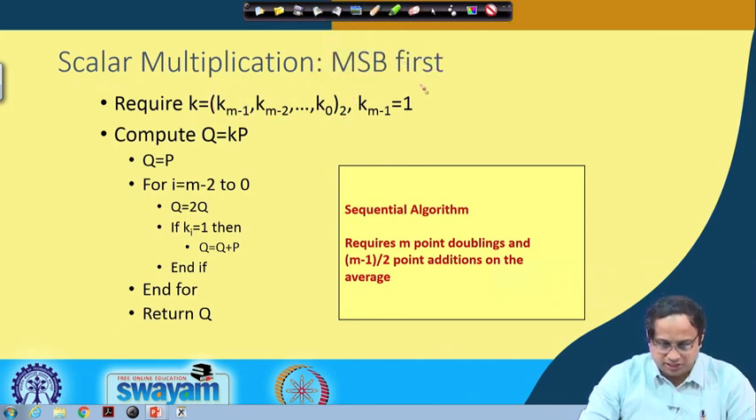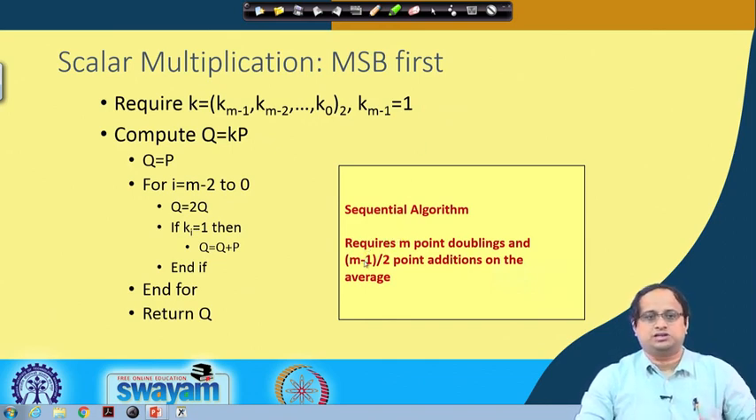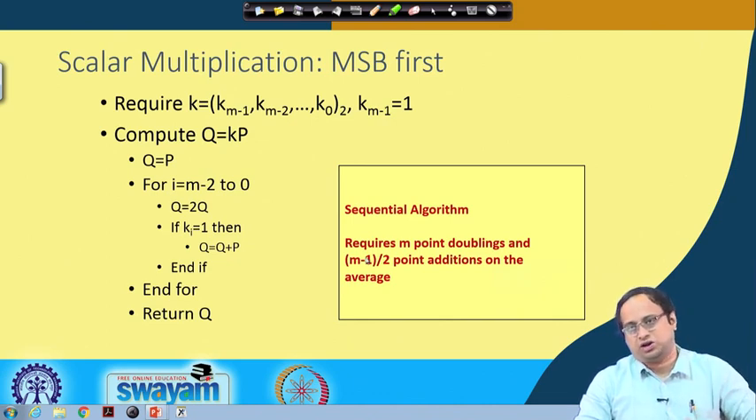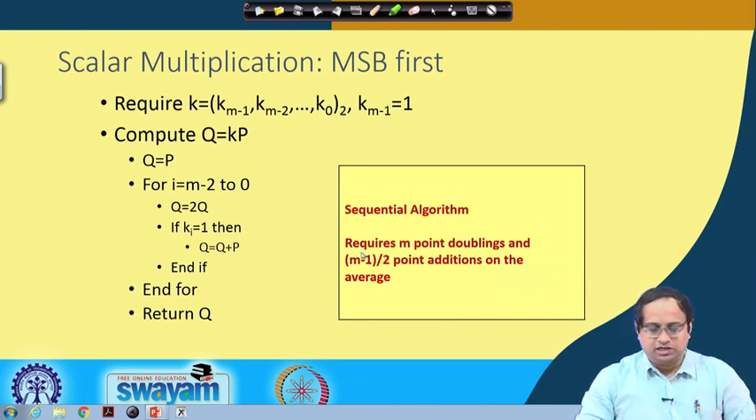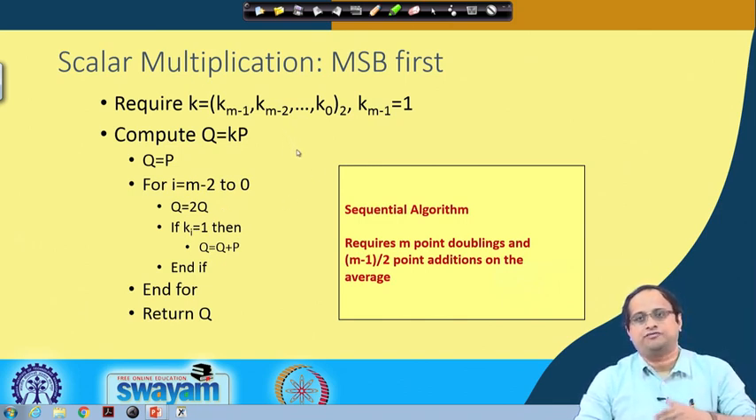That means you will get the correct result, but before I go into that, you can observe that this is a sequential algorithm, because we are processing one after the other, and it will typically require m point doubling operations, because you are always doing a doubling operation. But if you assume that on average half of these terms are 1 and half of them are 0, then you are doing half the number of additions.